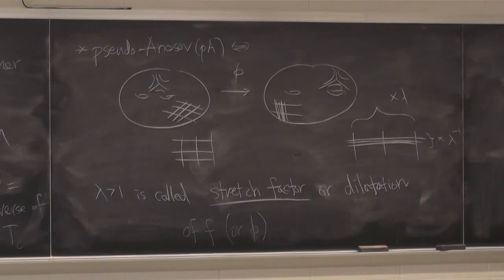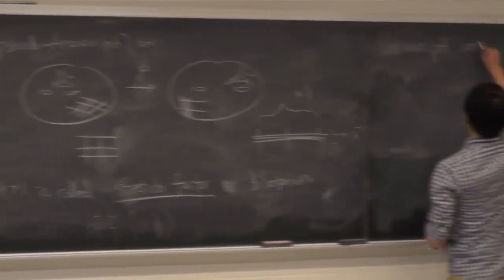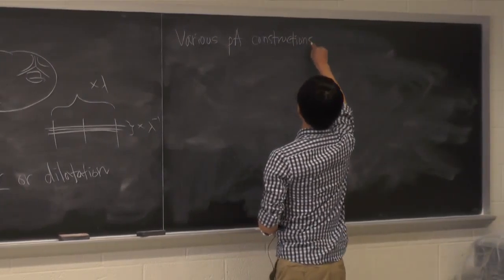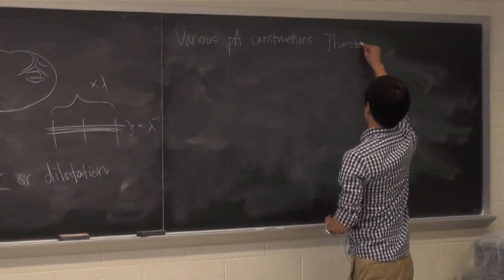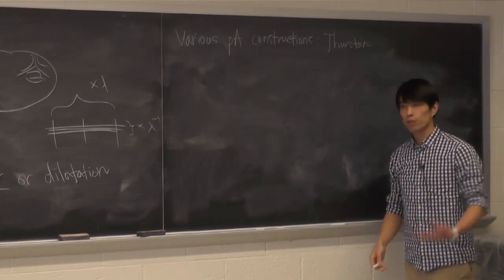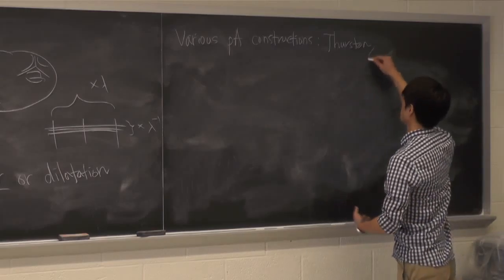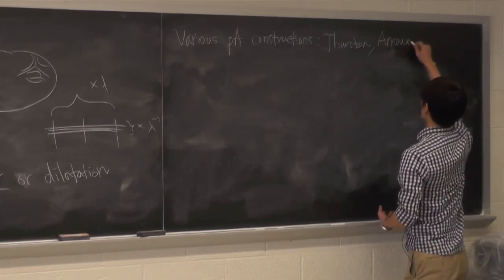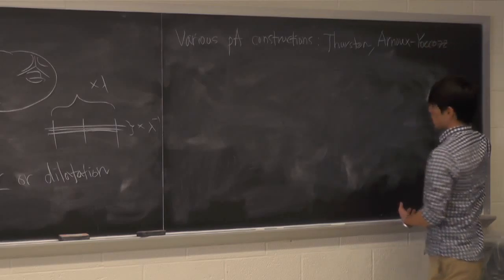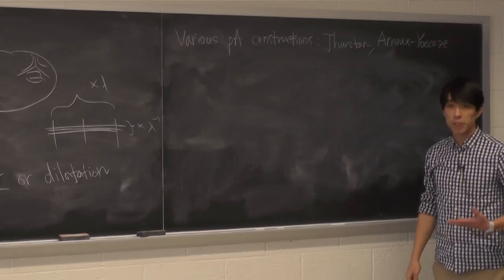At some point, it was not easy to give explicit pseudo-Anosov mapping classes. After Thurston's paper in the late 1970s, various constructions of pseudo-Anosov mapping classes have been developed. Thurston gives a construction using two multitwists. Arnoux–Yoccoz give a construction using interval exchange maps.